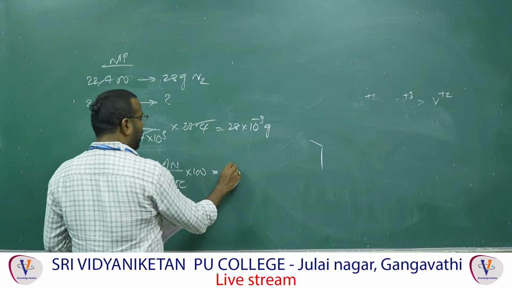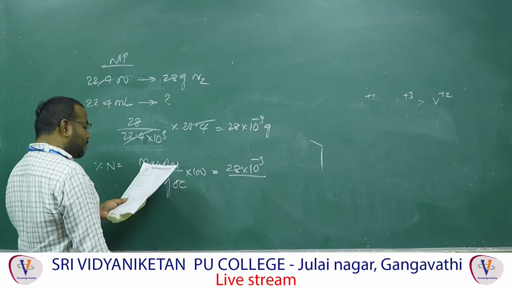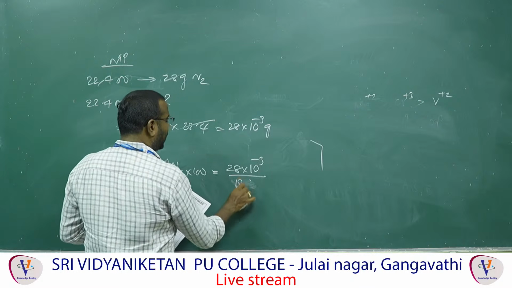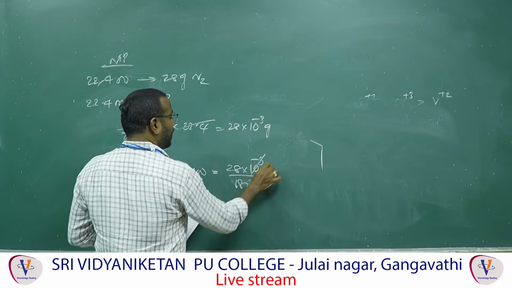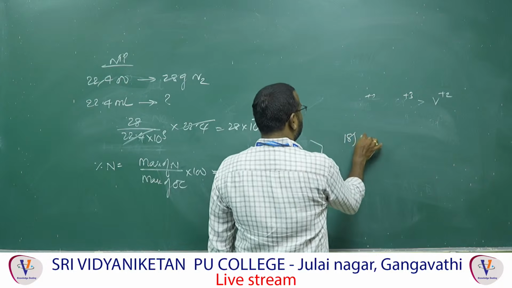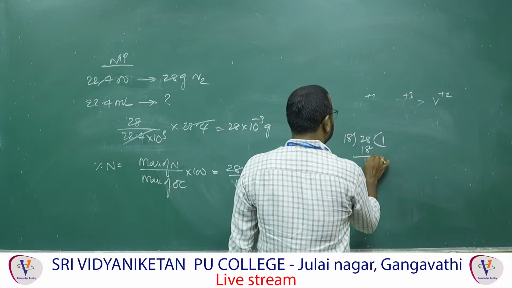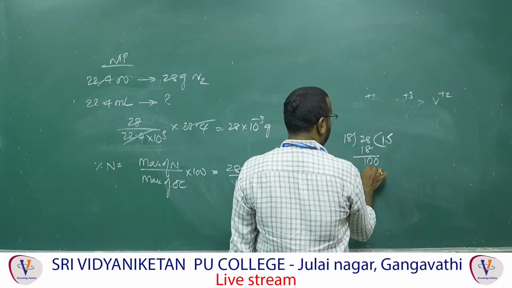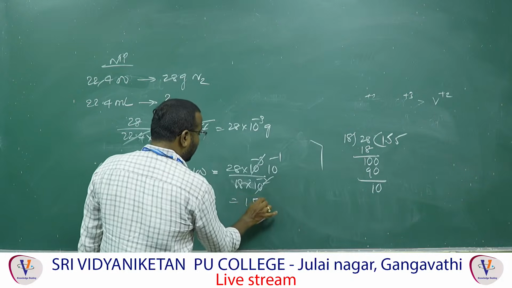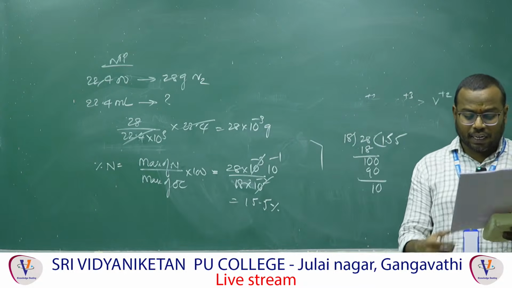So mass of nitrogen is 28 into 10 power minus 3. Mass of organic compound given is 0.18, which I can write as 18 into 10 to the power minus 2. This cancels with this four minus 1 times. 18 in 28 is 1.18... So we have 15.5% of nitrogen in the compound. So option 1 is correct answer.